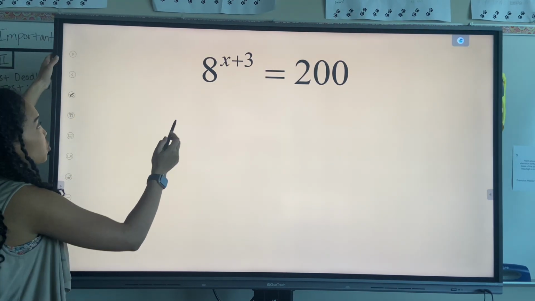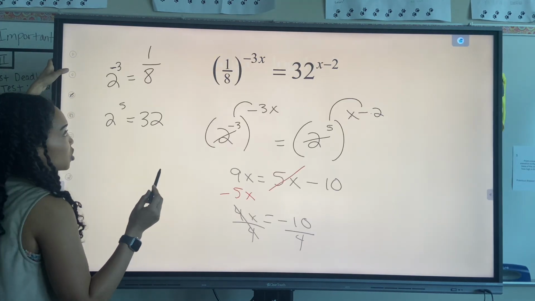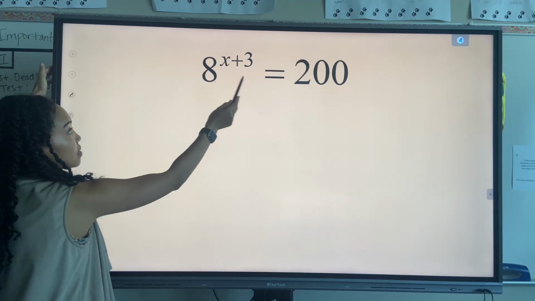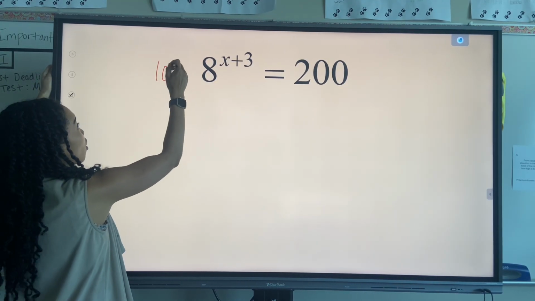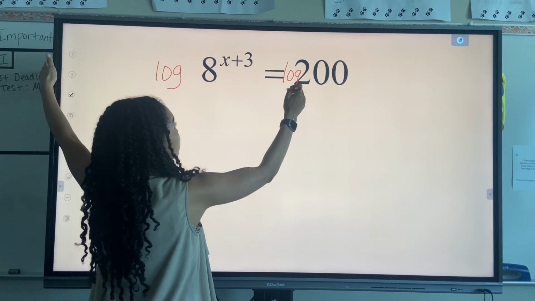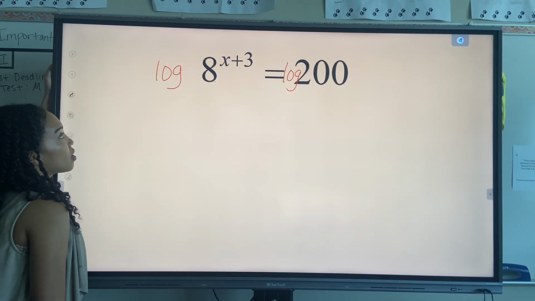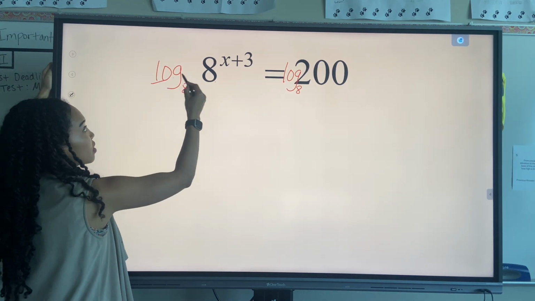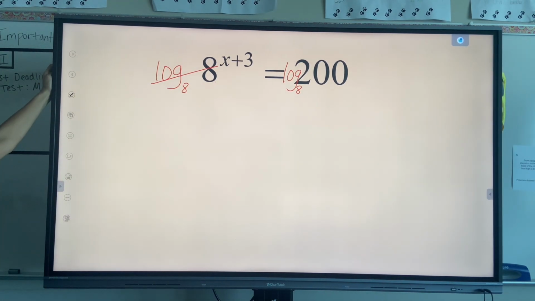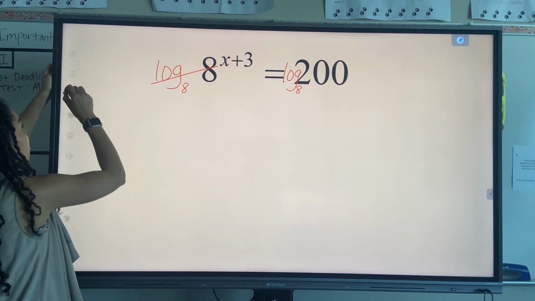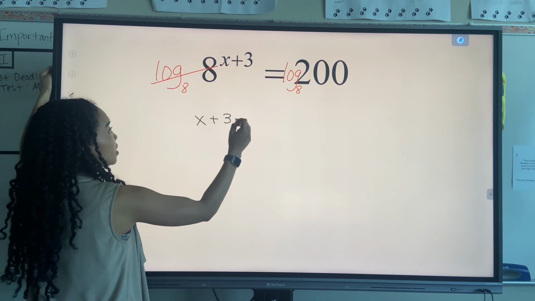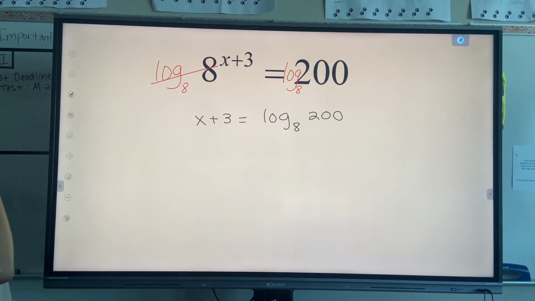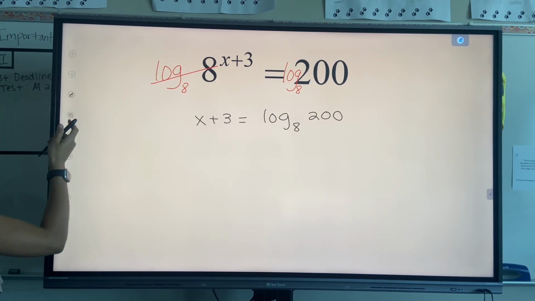Okay, so notice for this one I can't get the same base like I did in the previous problem where I got the bases to both be 2. So if you can't make the bases match, I'm going to take the log of both sides. And if you want to, you can make this log base 8 so that those cancel out. So now you're left with x plus 3 equals log base 8 of 200. And now you just solve for x.